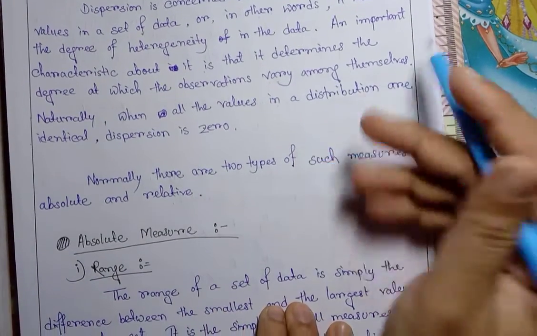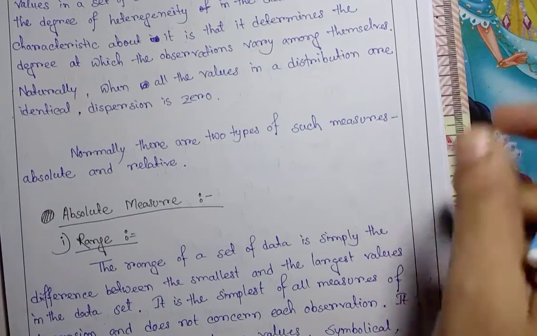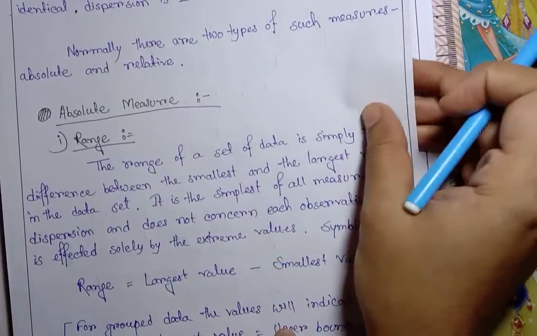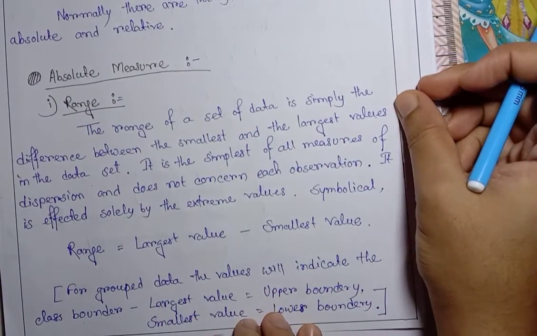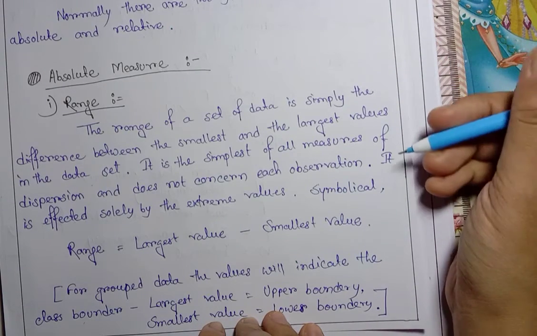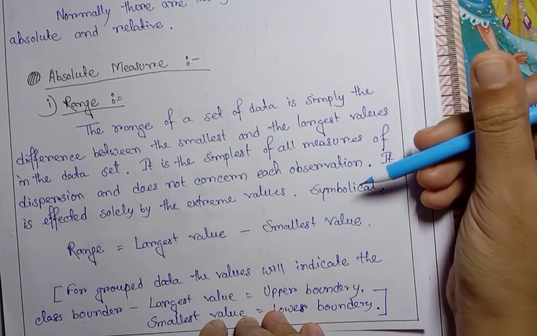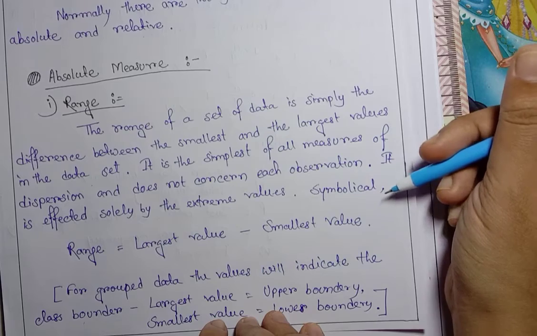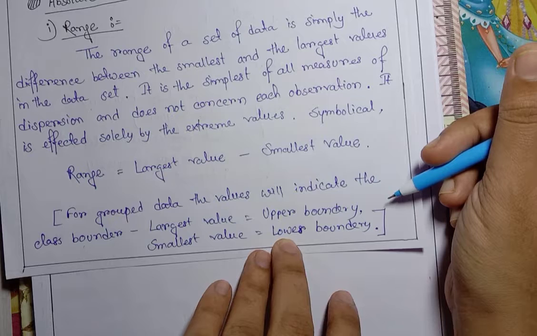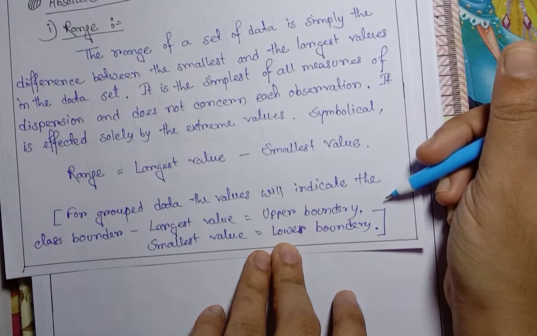Normally, there are two types of such measure: absolute measure and relative measure. The first absolute measure is range. The range of a set of data is simply the difference between the smallest and the largest value in the data set. It is the simplest of all measures of dispersion and does not concern each observation. It is affected solely by the extreme values. Symbolically, range is equal to largest value minus smallest value. For grouped data, the values will indicate the class boundaries: the largest value is the upper boundary and the smallest value is the lower boundary.